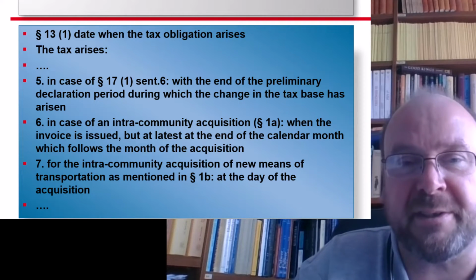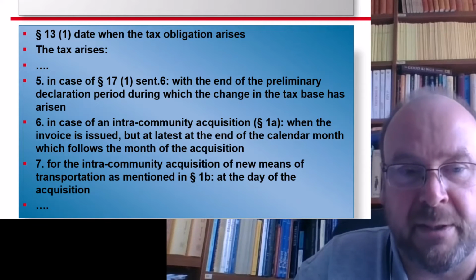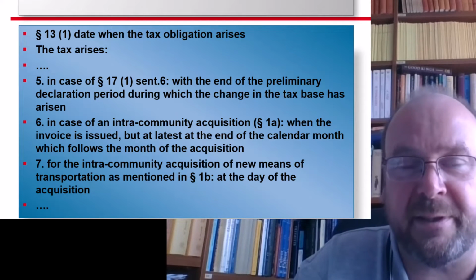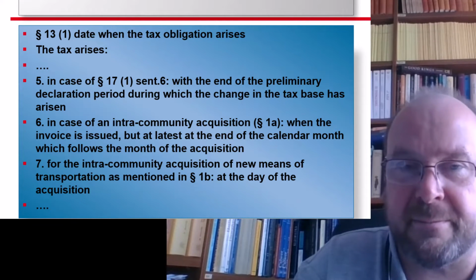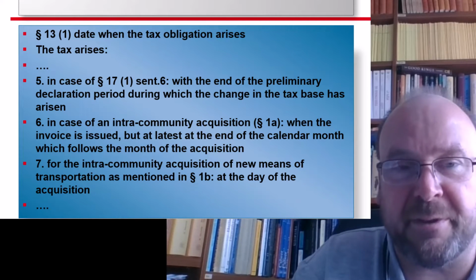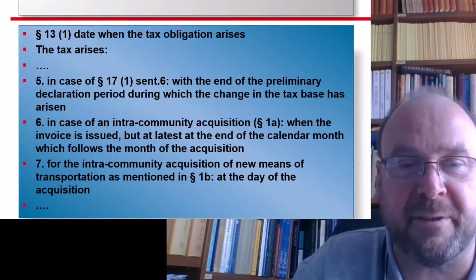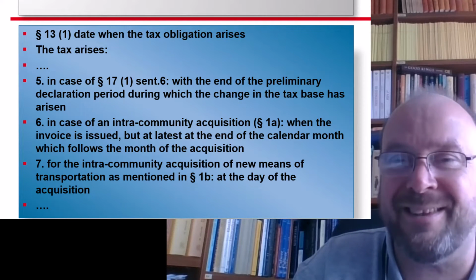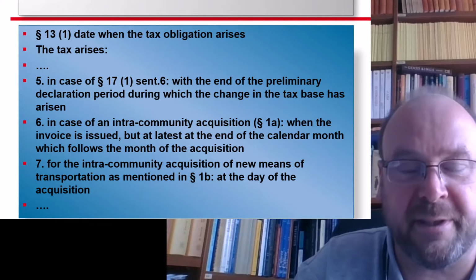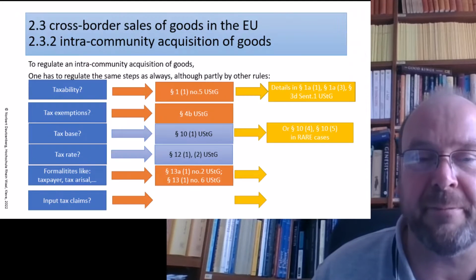So if you buy something in February and the invoice comes in June, then the first half of the sentence says declare in June, but the second half says no. If the acquisition was in February, the first full month, which ends after the acquisition, is March. So at the end of March, you are already obliged to declare the acquisition and pay the tax. This is the sense of this rule here.